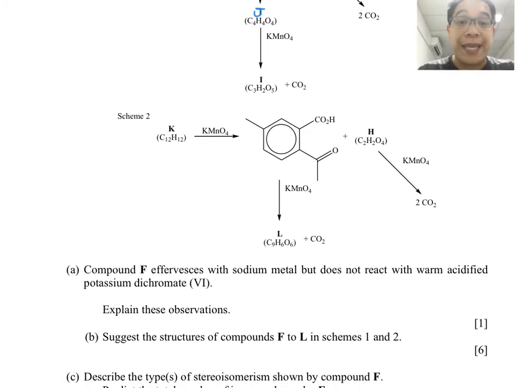So let's take a look at part A. Compound F effervesces with sodium metal but does not react with warm acidified potassium dichromate(VI). Explain this observation. The first thing you must know is the purpose of them mentioning sodium metal. Sodium metal is targeting two groups. The first group is the hydroxy group, which means alcohol. The second is carboxylic acid. In other words, they're trying to tell you that this compound may have carboxylic acid, or may have OH.